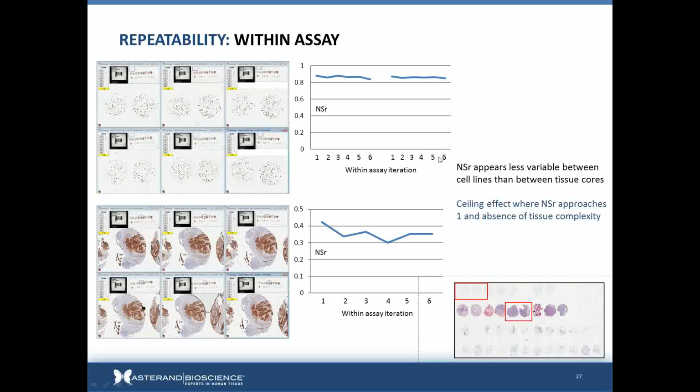Representative data from one cell line, the SNU5, and one of the gastric cancer cores shows how the NSR value varies between slides in a single assay. The upper data set shows the cell lines, and the histogram to the right shows hardly any variability between staining intensity across the replicates tested, and this is probably what you'd expect to see from a cell line. It's a homogeneous sample and it's approaching the ceiling of 1 for the NSR value. Variability was more pronounced with the tissue samples across the same assay, and that's probably reflective of the increased sample complexity and heterogeneity.